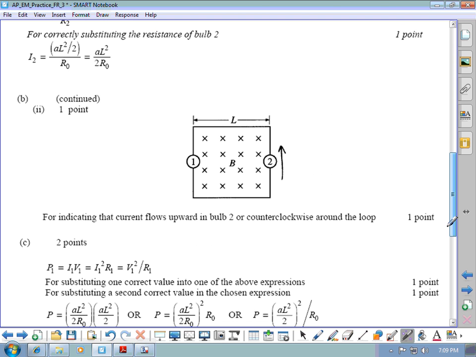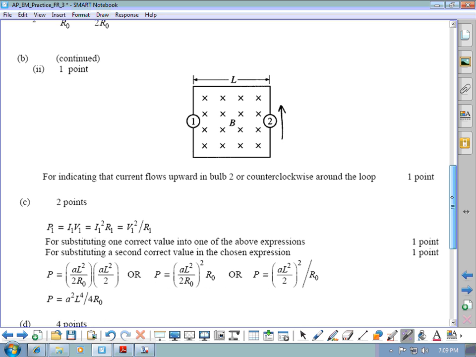For the direction of the current, showing that the current flows upwards or counterclockwise around the loop. It was just 1 point.